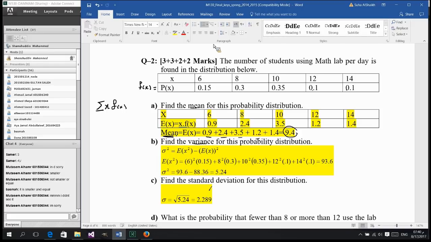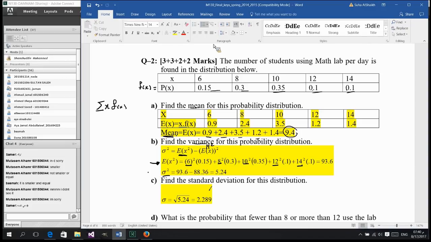The variance sigma square is the expectation of x square minus the expectation of x, which is mu square. The mu square we already found here. I still need to find the expectation of x square. The square of 6 is 36, the square of 8, square of 10, square of 12, square of 14, multiplied with the f(x): 0.15, 0.3, 0.35, 0.1, and 0.1 again. Get everything, this gives you the result.